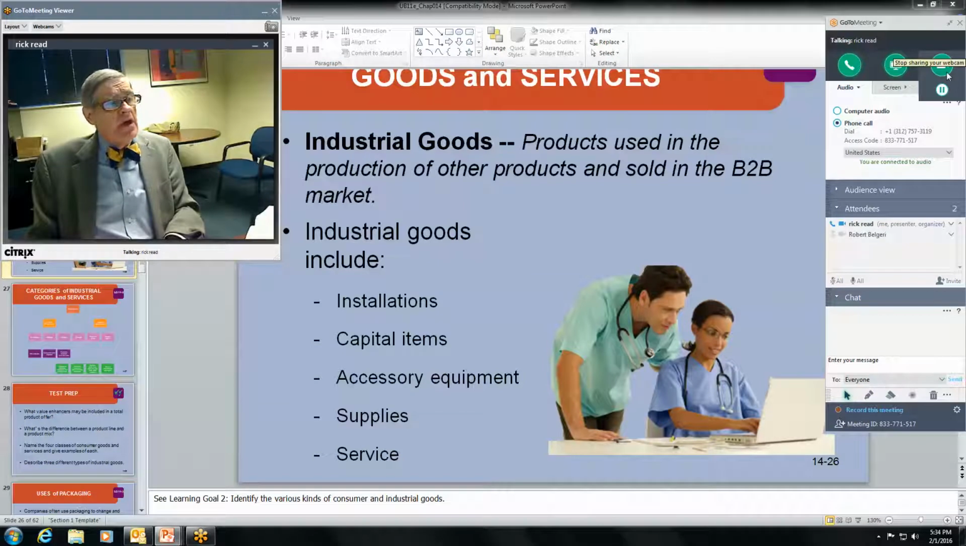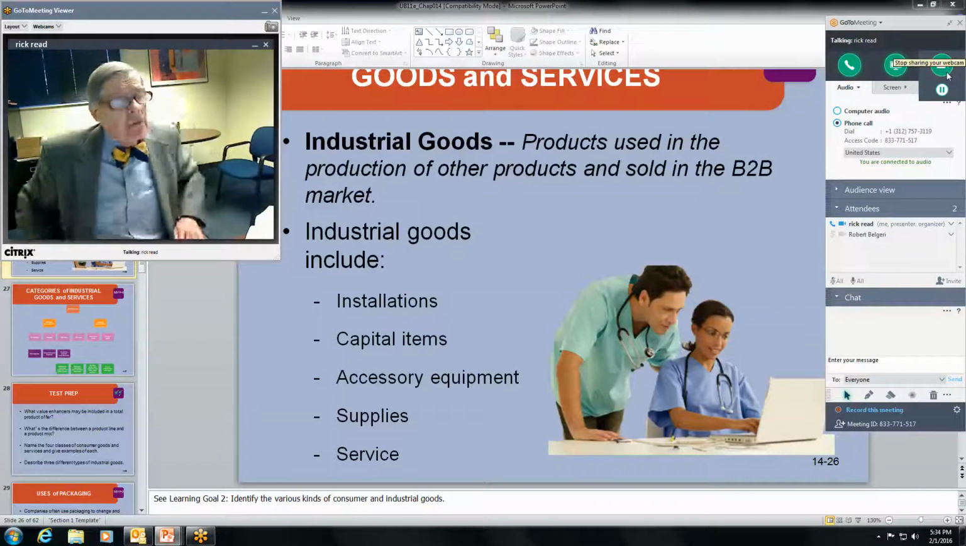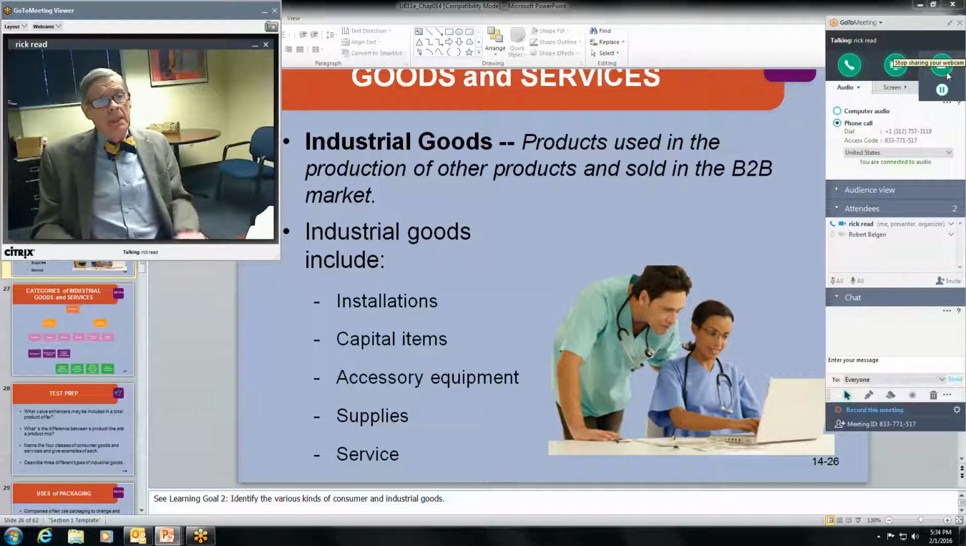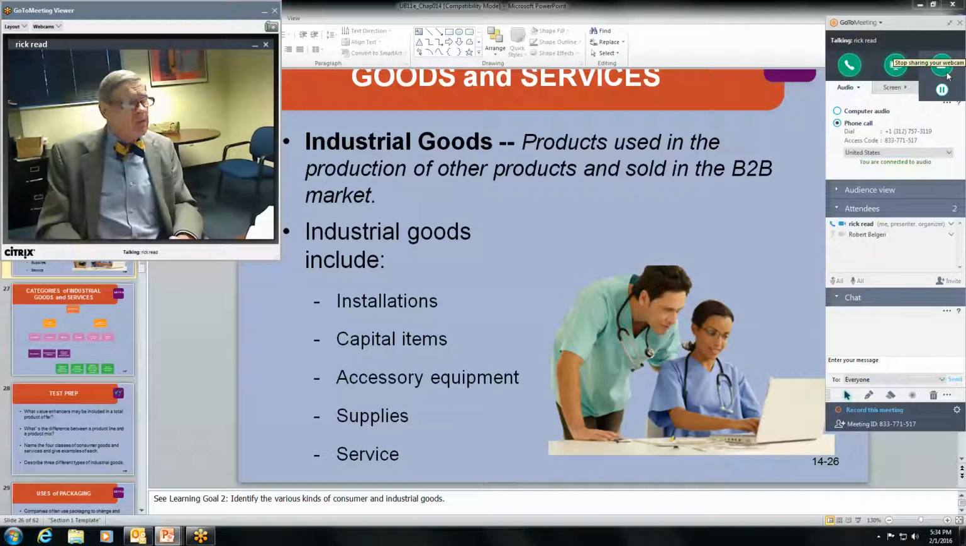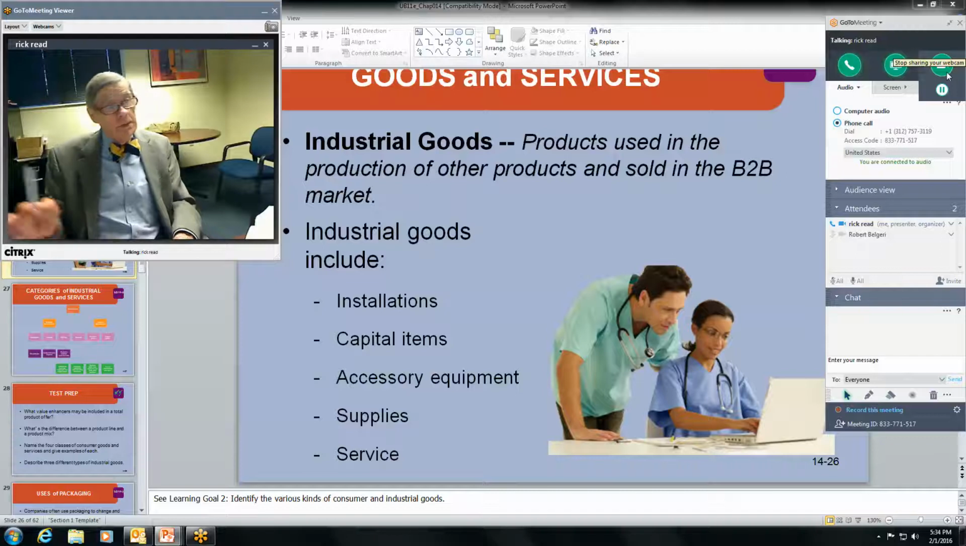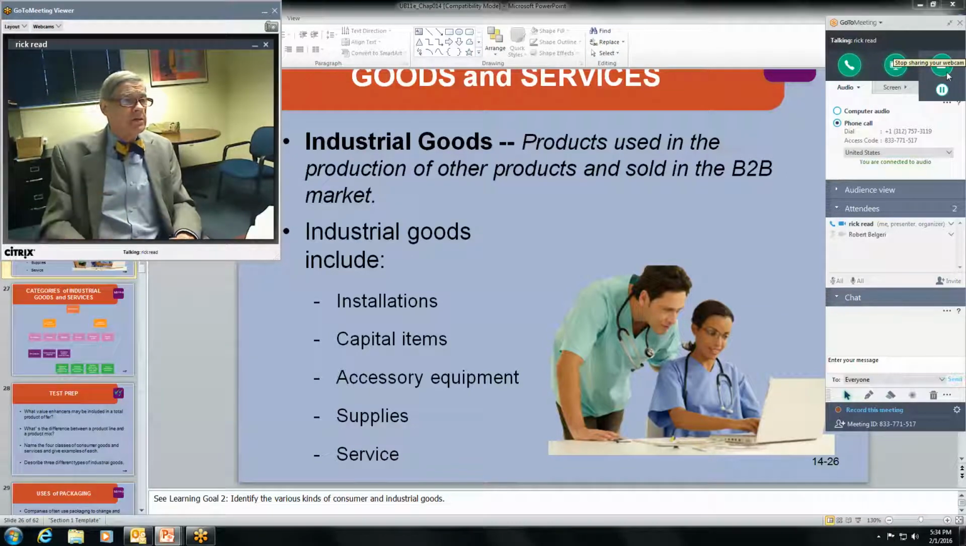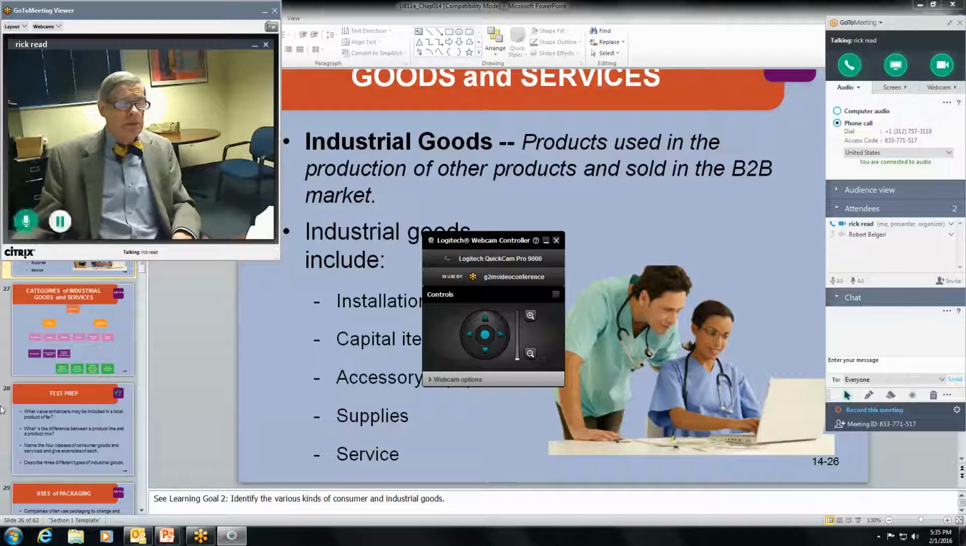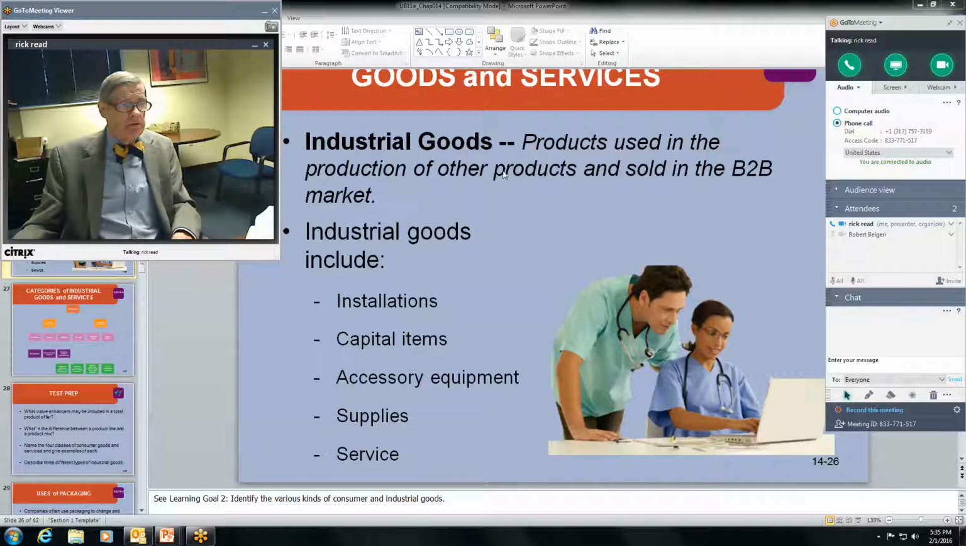Now, industrial goods and services. This brings us back to this business-to-business category, if you will, in some fashion. And notice that these products are normally used or can be used in the production of other products, not always, but the production of other products, and then sold to the business-to-business market. Notice here we talk about installations, capital items, accessory equipment, supplies, and services.